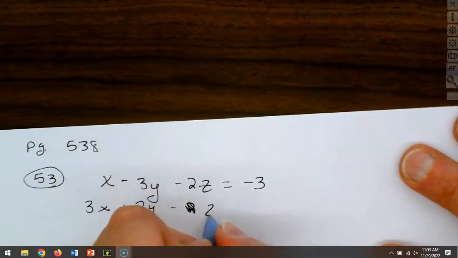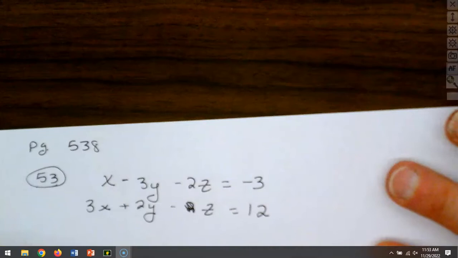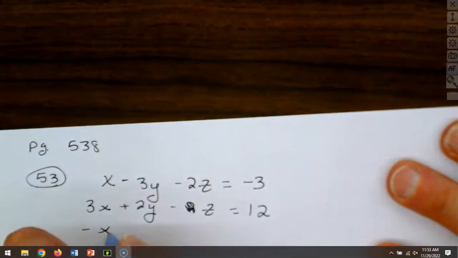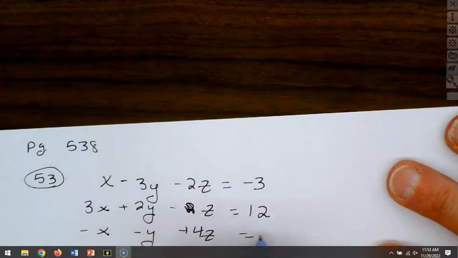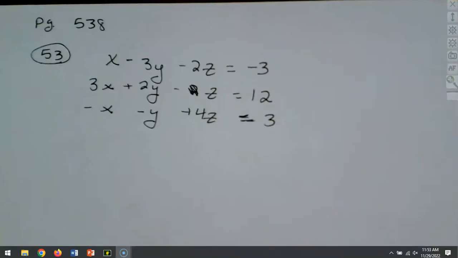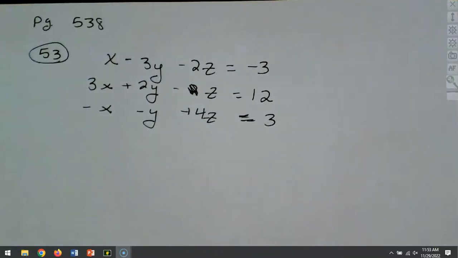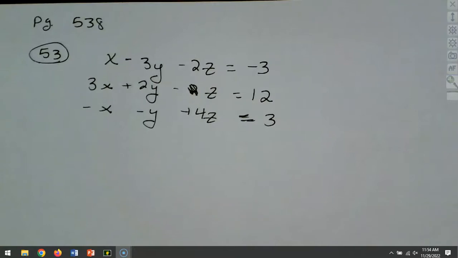See, I about wrote something down wrong there. This should be a minus z. Make sure I copy it down correctly here. It's so easy to make a mistake with these. And we've got a minus x, a minus y, a plus 4z, and it equals 3. Make sure I copied it down exactly the same here. It won't work. So x minus 3y minus 2z equals a negative 3. And we've got 3x plus 2y minus z equals 12. And we've got minus x minus y plus 4z equals 3.